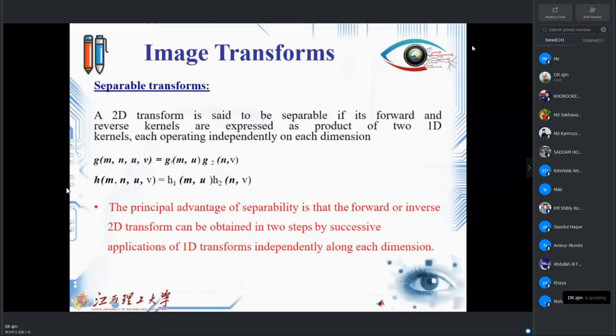But if we want the transform to be separable, a 2D transform is said to be separable if its forward and inverse kernels are expressed as the product of two 1D kernels, each operating independently on each dimension. You will see that we have G1 and G2, which are from m and u, and n and v, for the forward and inverse kernels. And the principal advantage of this separability is that the forward or inverse 2D transform can be obtained in two steps by successive application of 1D transforms independently along each dimension.